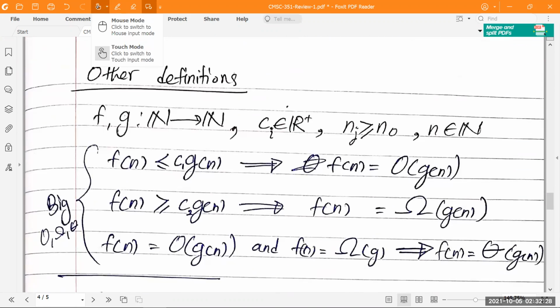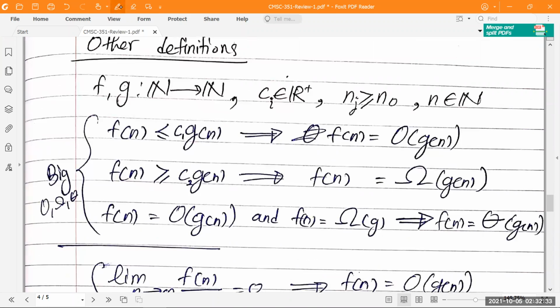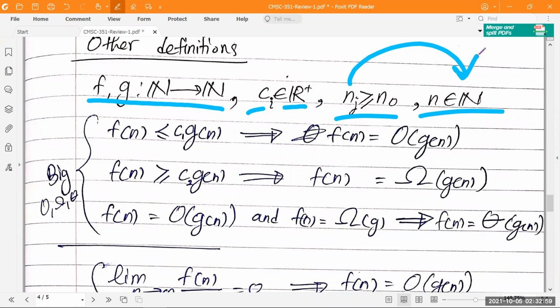With that, we'll go to some other definitions other than big O. We have f and g functions mapping natural numbers to natural numbers, and we have c's, positive reals. We have different definitions here, and we'll be using different c's and different n's. That's why we have a ci and an nj, and all n are natural numbers. That goes without saying.